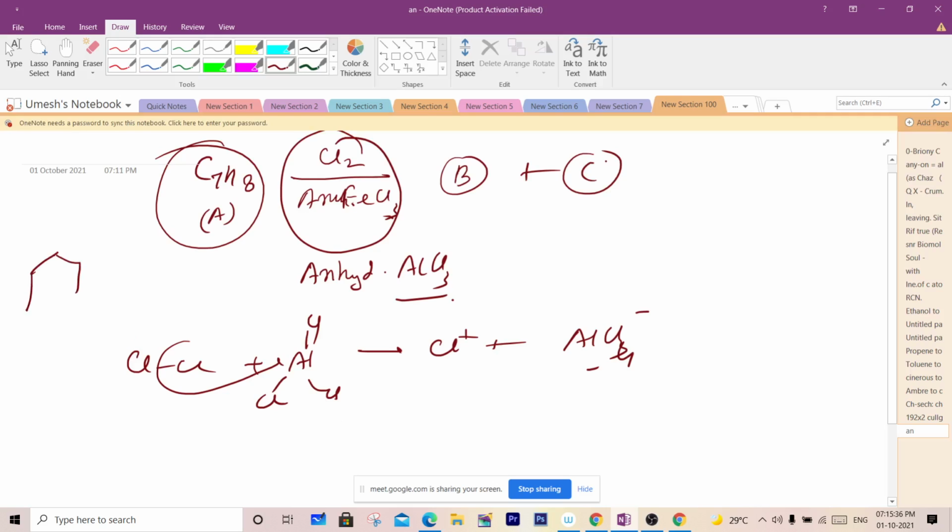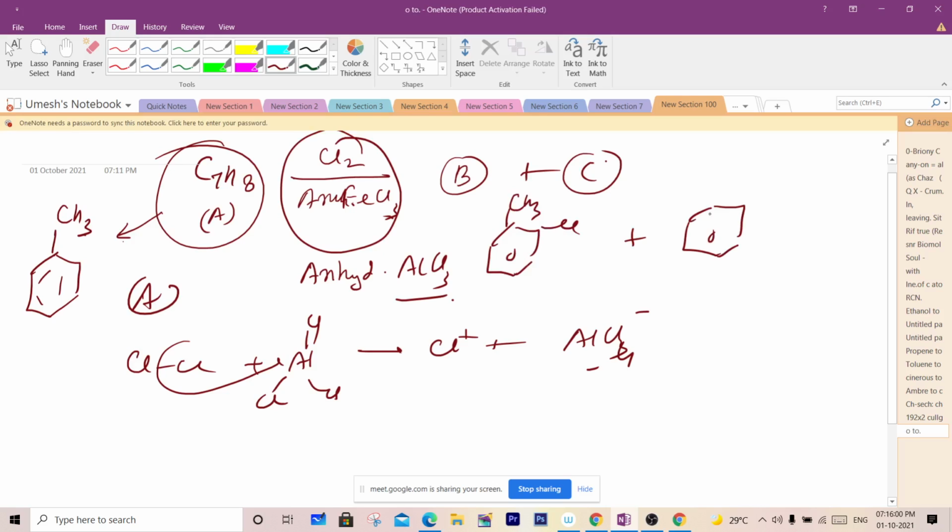Okay, now I'm giving you this option. Ortho and para chloroaniline, this is the product. B is ortho chloroaniline and C. And how come aniline? Not aniline, sorry, toluene. So first A is toluene, then you have ortho and para chlorotoluene. Understood? Yes, sir, clear.